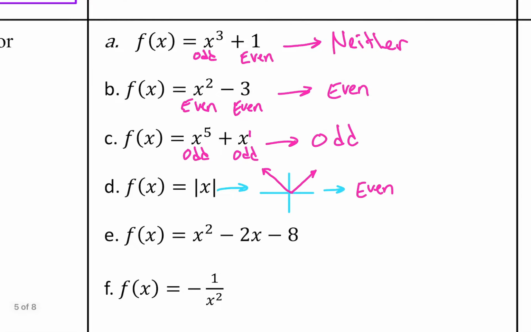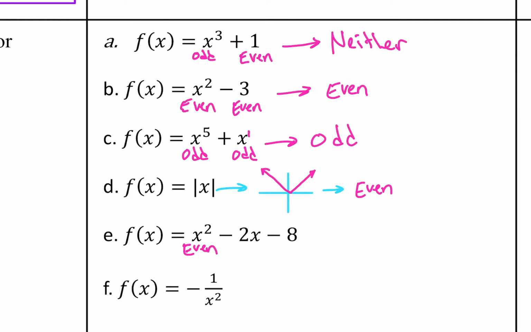Next one, I got a quadratic. This has got an even power to start with, a power of 2. This has got a 1 on it, so it's an odd power. And the 8 is x to the 0, so it's also even. So since I've got mixes of even and odd, we're going to say neither.